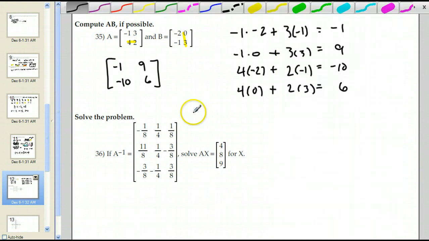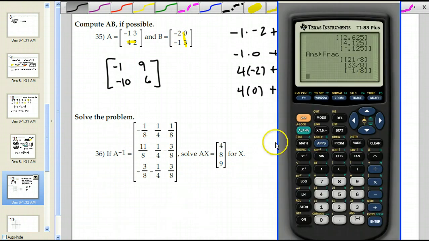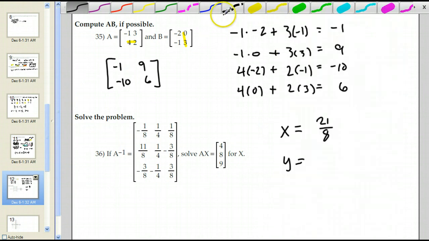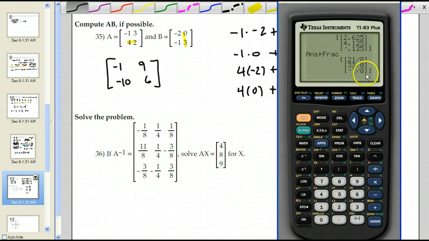So X equals 21/8, Y equals 33/8, and Z equals negative 1/8.